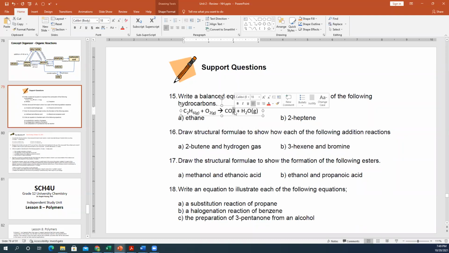Very important thing to remember here is in a combustion reaction, whatever you have here, this can be whatever, you have it reacting with oxygen, you have it giving you carbon dioxide and water. Okay.